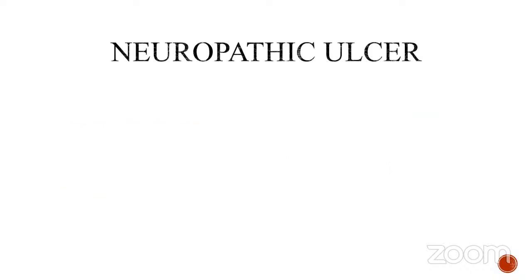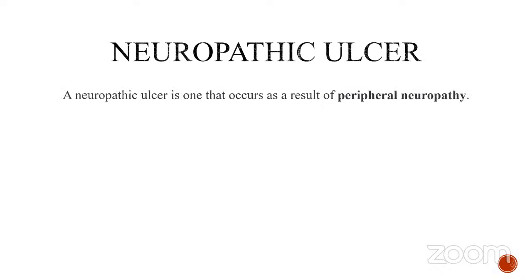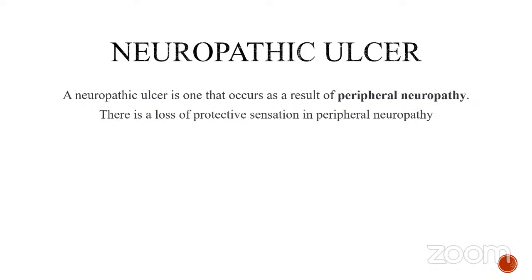Whereas the third type of ulcer is neuropathic ulcer. Neuropathic ulcer is one that occurs as a result of peripheral neuropathy. And there is a loss of protective sensation in peripheral neuropathy. We know when peripheral neuropathy happens to a person, they have diminished sensation. The sensation will be diminished.